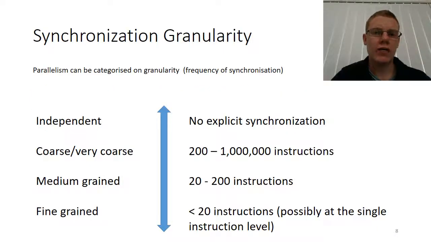Okay, so we've categorized multi-processor systems, i.e. the hardware viewpoint, and now we will briefly categorize parallelism, i.e. the software viewpoint. One of the ways in which we can categorize it is by the level of granularity. So how often do independent threads of execution synchronize with each other?